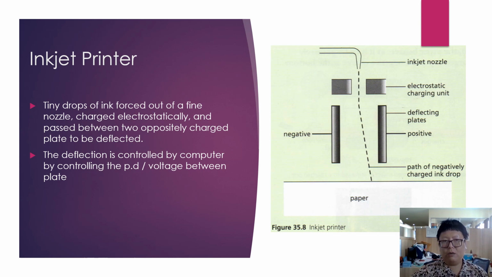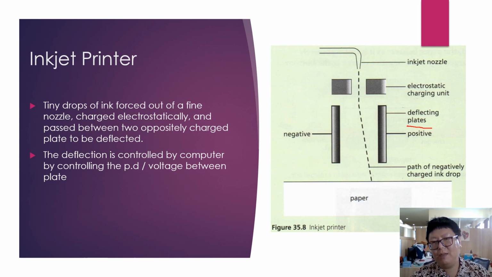When it goes out from the nozzle, it is being charged. There is an electrostatic charging unit that charges the ink. Then the charged ink goes to the deflecting plates. These are plates with a voltage between the two plates, and the voltage is controlled by the computer.